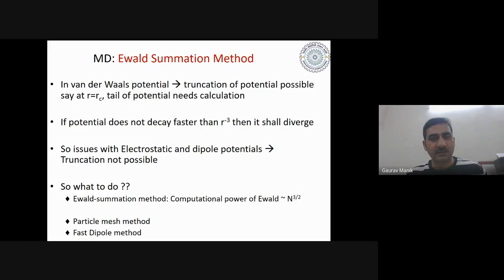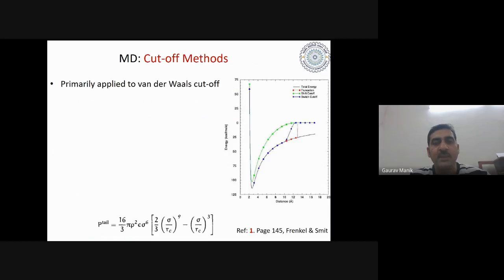There are some methods for electrostatics which I'm not going to go into in detail, such as the Ewald summation method. There's also the particle mesh method and the fast multipole method, which you can use to find the electrostatic potential in a computationally easier format. So you can do that also.